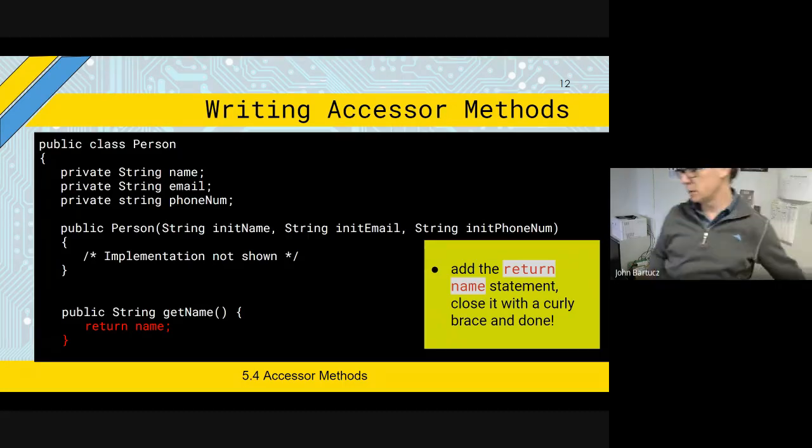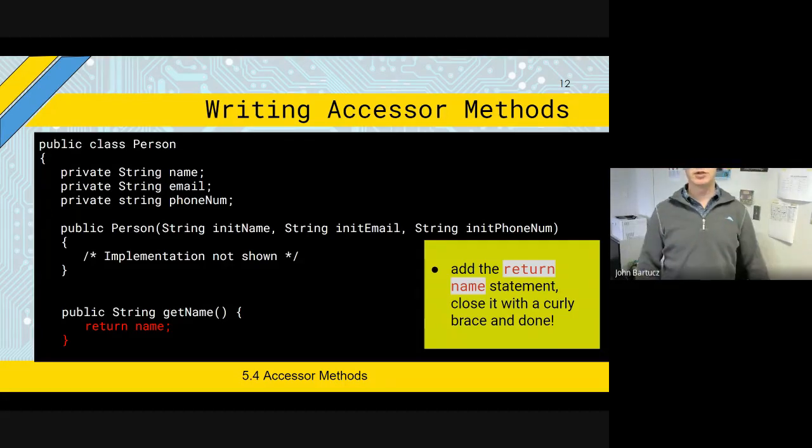So what this allows us to do now is to be able to get somebody's name without being able to change it. It's a public method. Anybody can use it. It gives us back a string, and we can call it on any person object that we create, and it will just give us back the name. So it doesn't change anything.